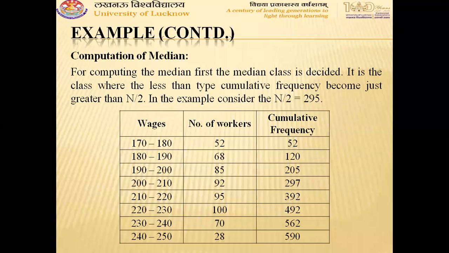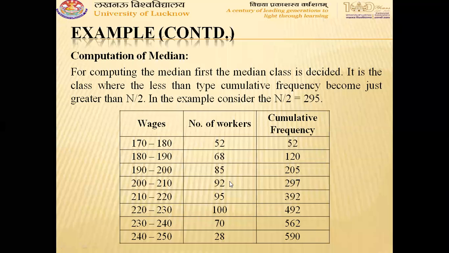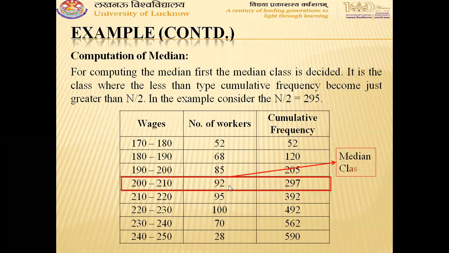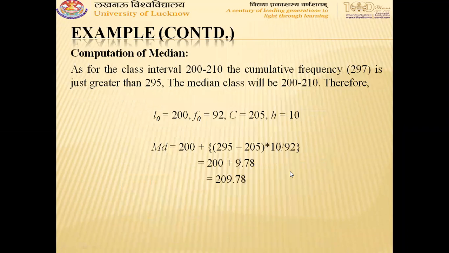For obtaining the median, first we calculate the total frequency divided by 2, which will be 590 upon 2, that will give 295, and calculate the less than type cumulative frequency. Here we can see for this class interval the cumulative frequency is just greater than 295, and before it, it is smaller than 295. So this class is taken as the median class. So L naught will become 200, F naught will be 92, C will be 205. That is the cumulative frequency before the median class. Now we put these values into the formula, then the median will be obtained as 209.78.